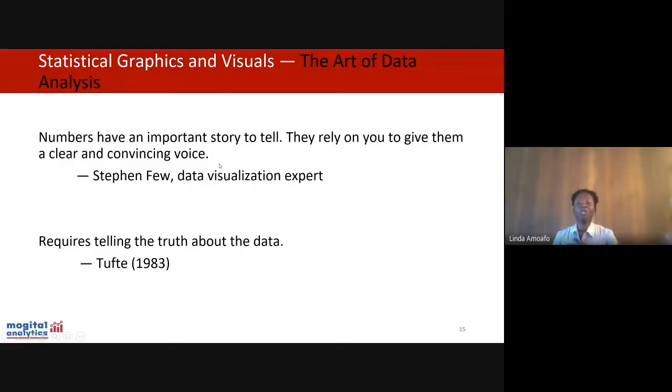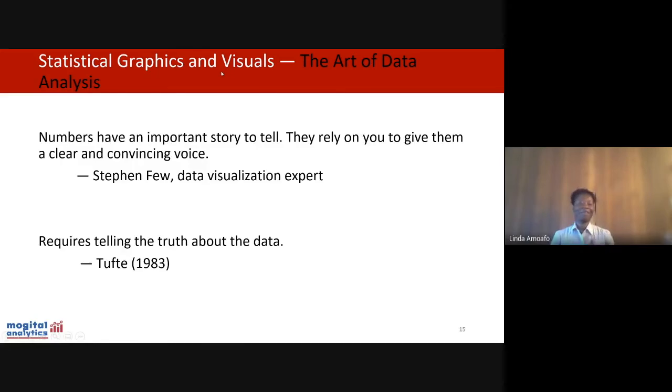Now we move on to the art of data analysis, and we do this with some statistical graphics and visuals, and the do's and don'ts. Here is another quote from Stephen Few, a data visualization expert. He said that when we have numbers that have an important story to tell, they do rely on us to give them a convincing voice.